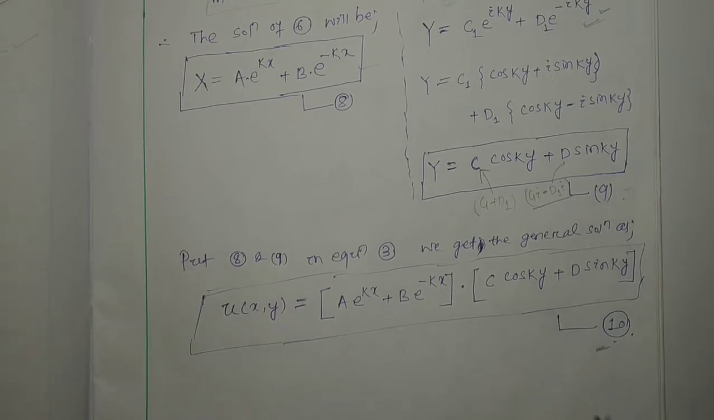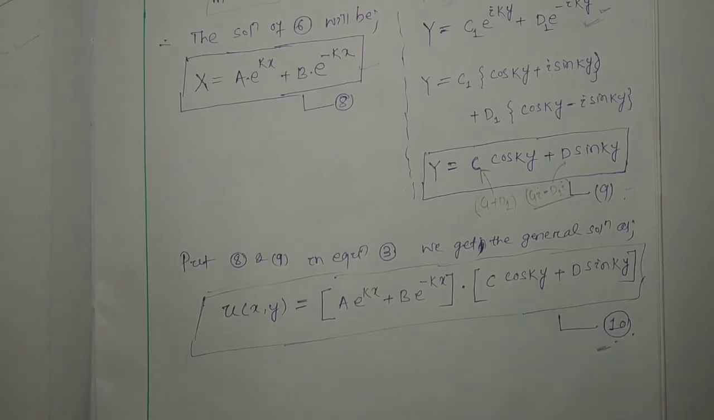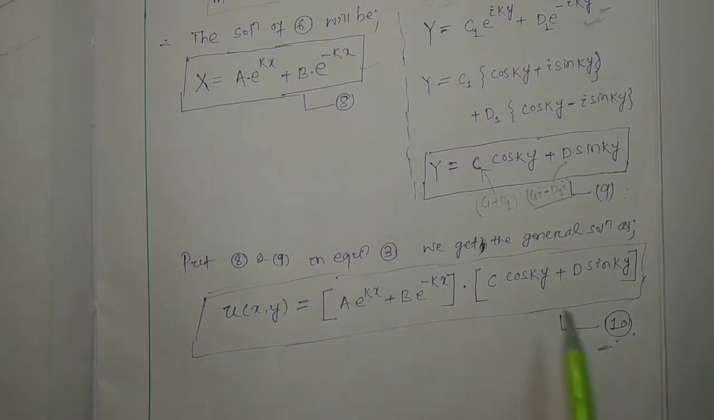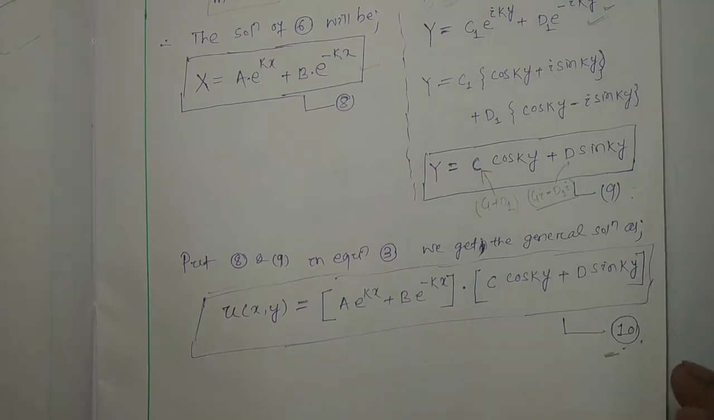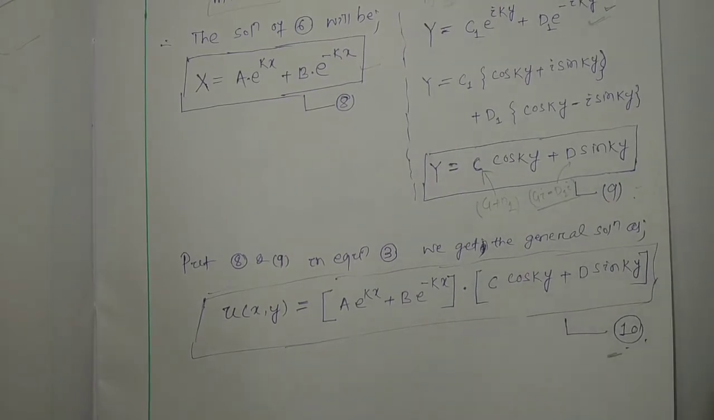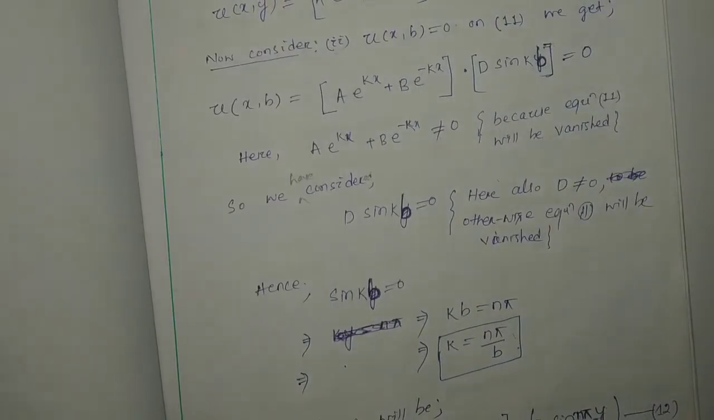So this is your solution or general solution of the given two-dimensional Laplace equation. But we are going to consider the boundary conditions to find out these constants. Okay, so half portion of the derivation has been completed. Then we are going to go for the boundary conditions.